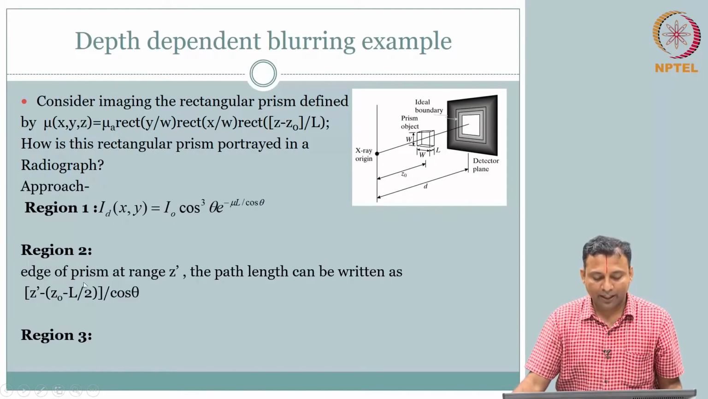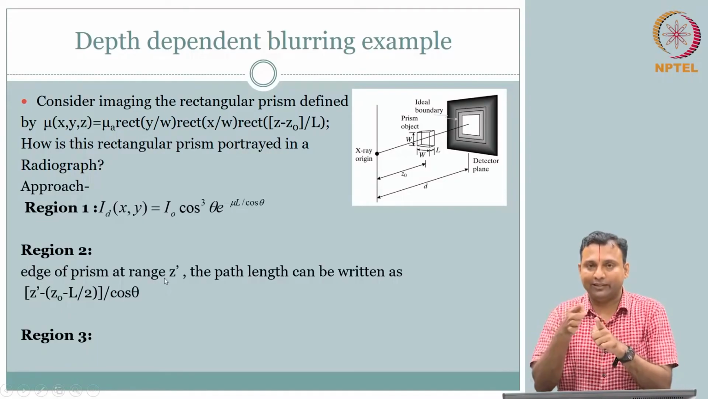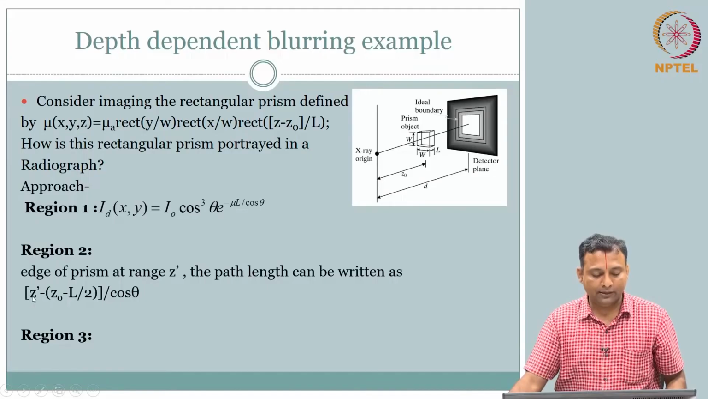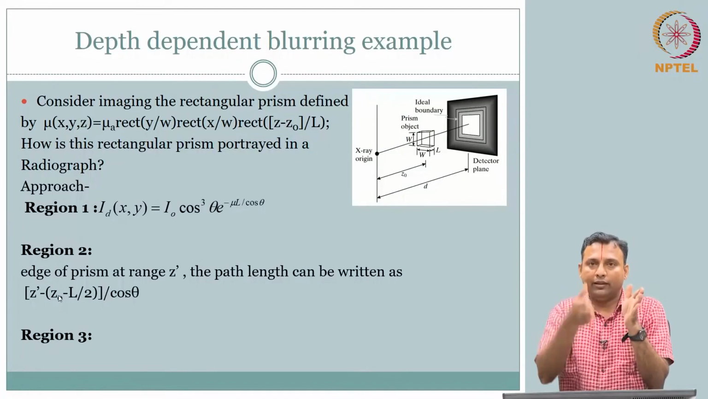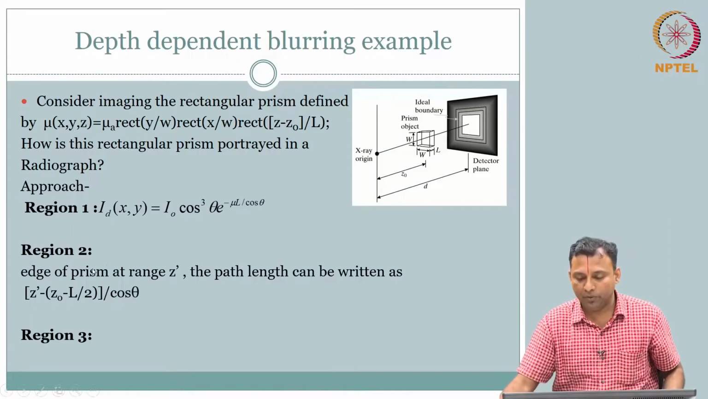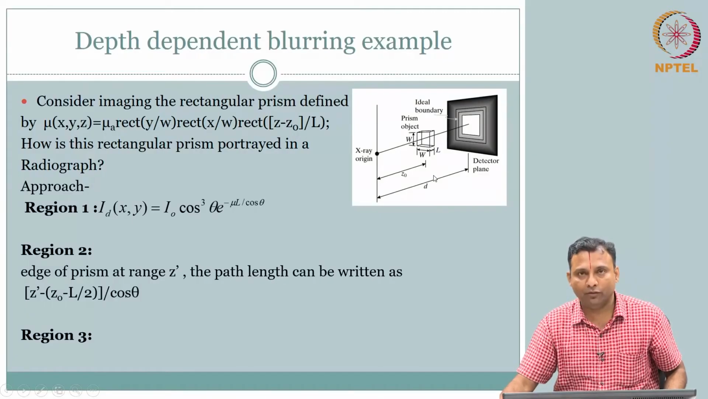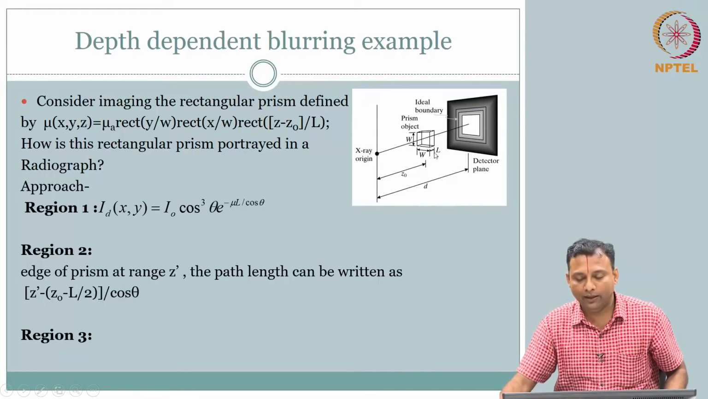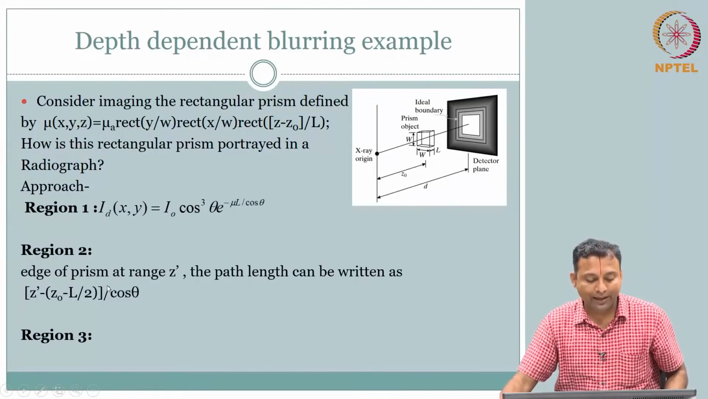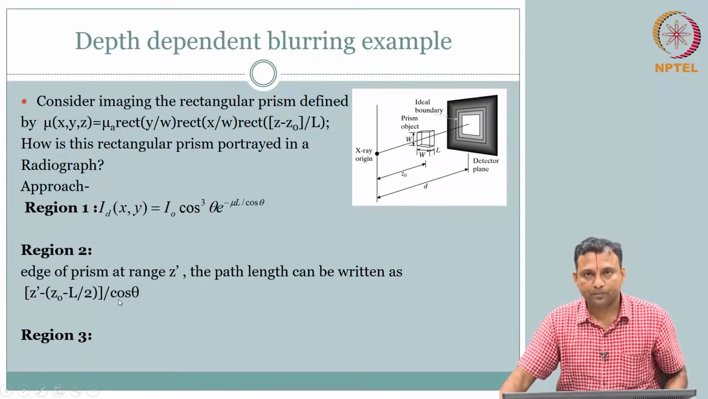The problem is this one, the edge of the prism is in this direction. The path length can be written as z dashed minus, so essentially I am going to write my path length in terms of, take for example, the center, L by 2. L is the thickness, and L by 2 is the center of the thickness. So I have the front face at z naught, so I can write any location z dashed along that length, and I can write the path length to be z dashed minus this guy, divided by cos theta.